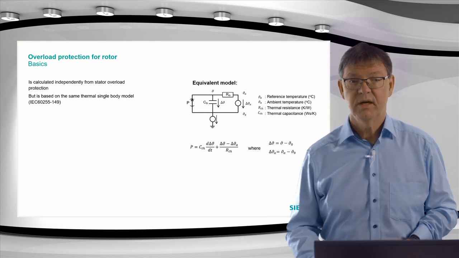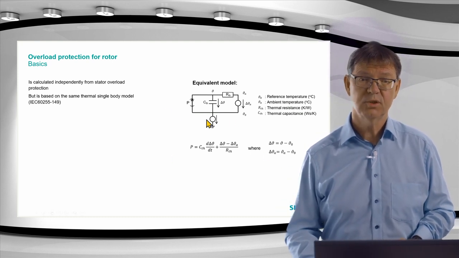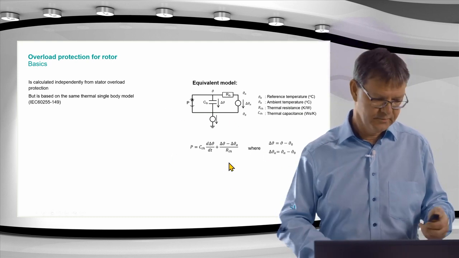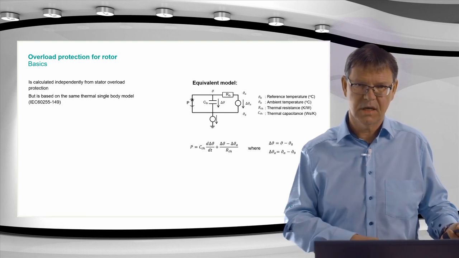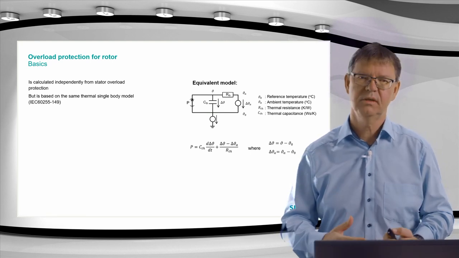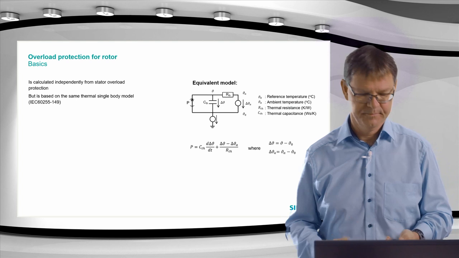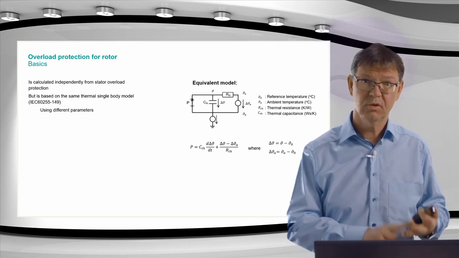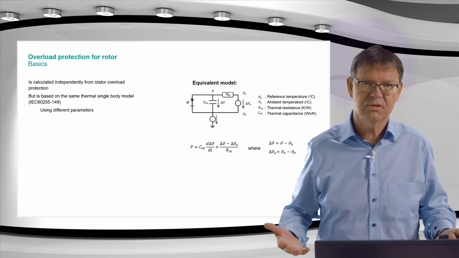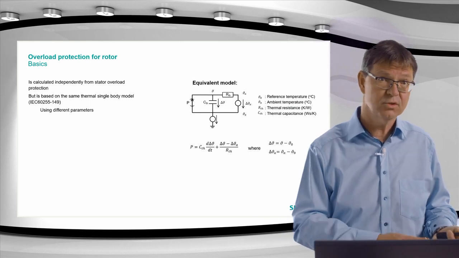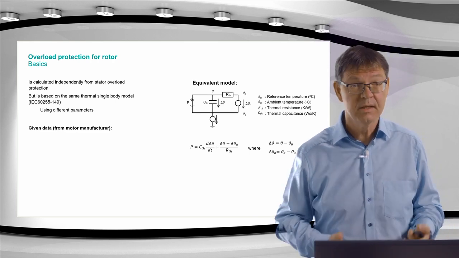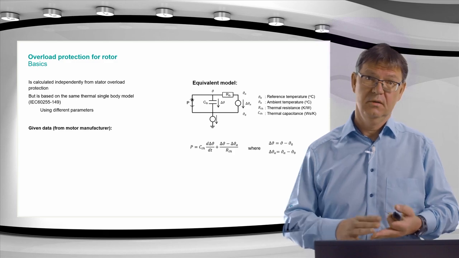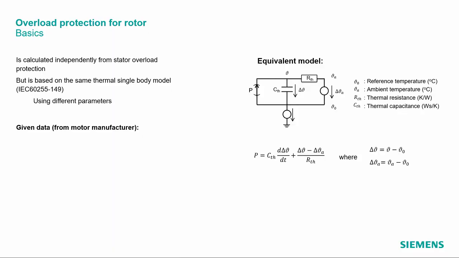Based on this model we have a differential equation here which we solve, and I will discuss now how we get from this model, how we model the temperature for the rotor of the motor. We use different parameters, so the same model but different parameters, of course, because we have the rotor now which we want to protect, not the stator. And the parameters are of course based on the data we get somehow from the motor manufacturer.